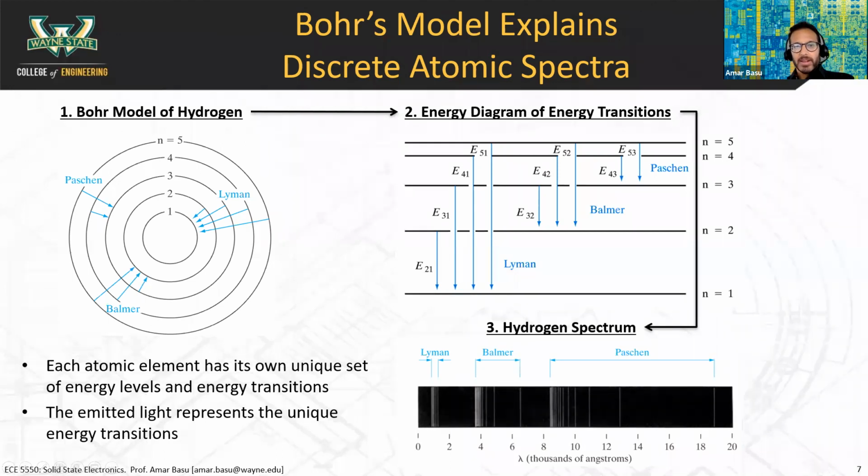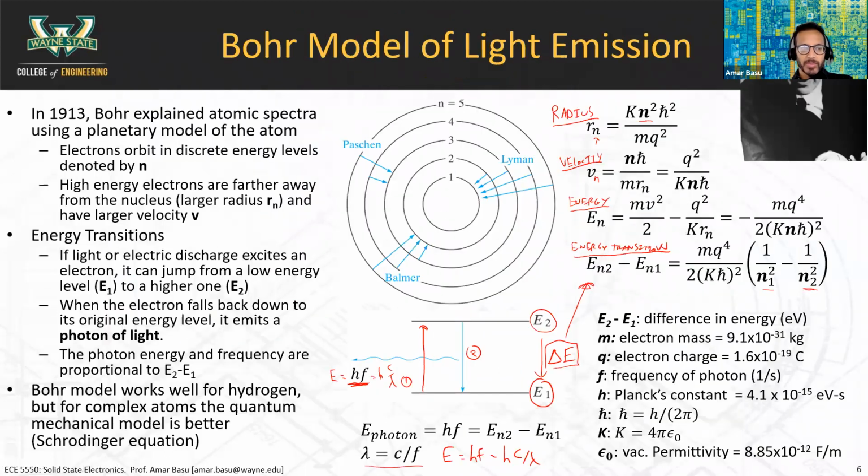Okay. All right, so the Bohr model was great for explaining discrete spectra, but as I will note here, the Bohr model works well for hydrogen, but for more complex atoms, the quantum mechanical model that we'll talk about later is going to be more appropriate.